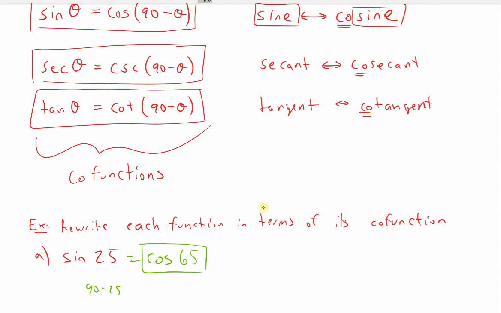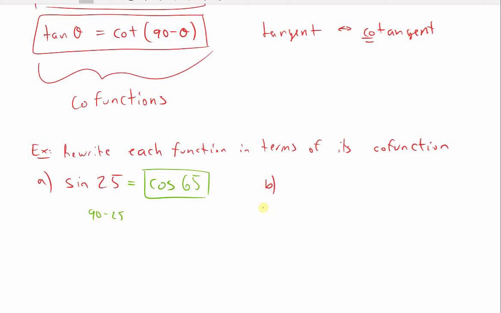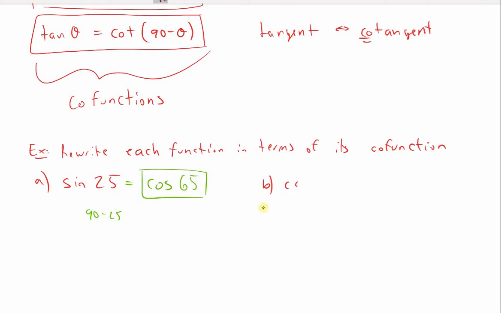Pretty typical type of problem that you'll get in your homework or a quiz or test would be something like that. Just rewrite it in terms of its cofunction. So let's maybe just do one more like this. You can try to go ahead of me. I'll take a couple seconds. If we have cosecant of 72 degrees, so feel free to work ahead of me.